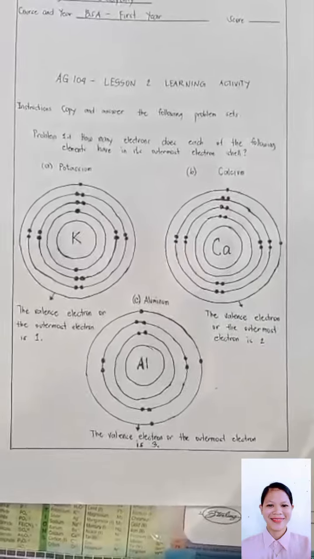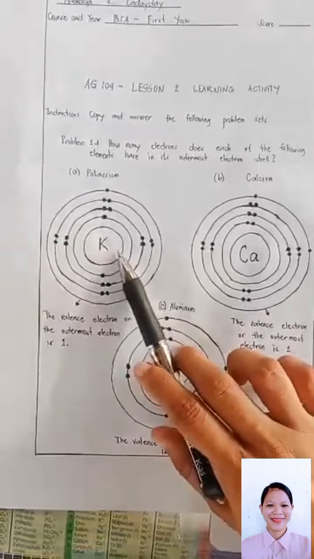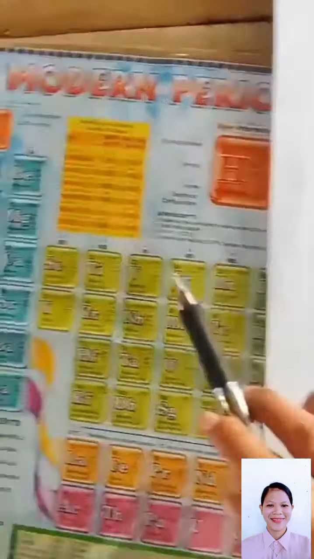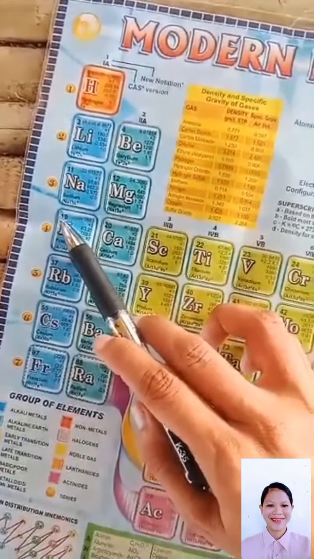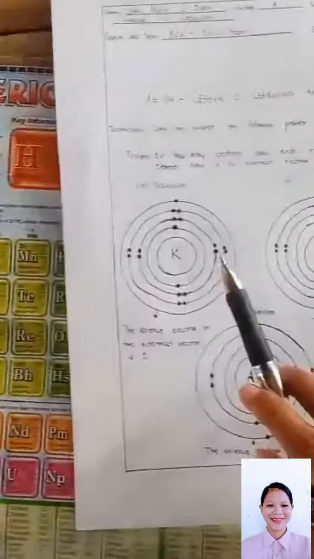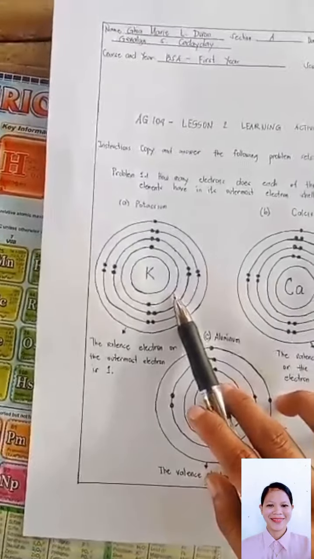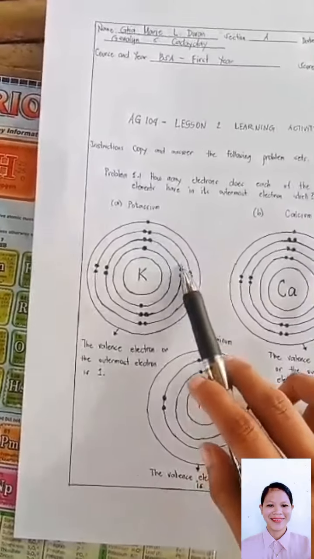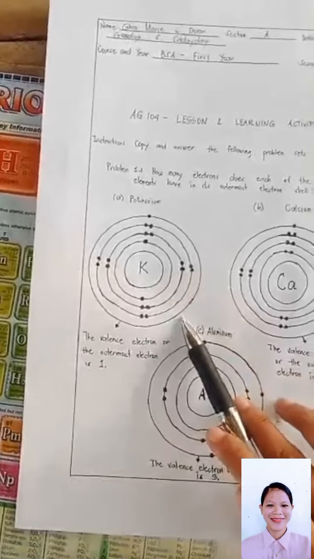So first, the potassium. Potassium has an atomic number of 19, which means there are 19 electrons to plot in the orbital rings using the Bohr model of an atom.